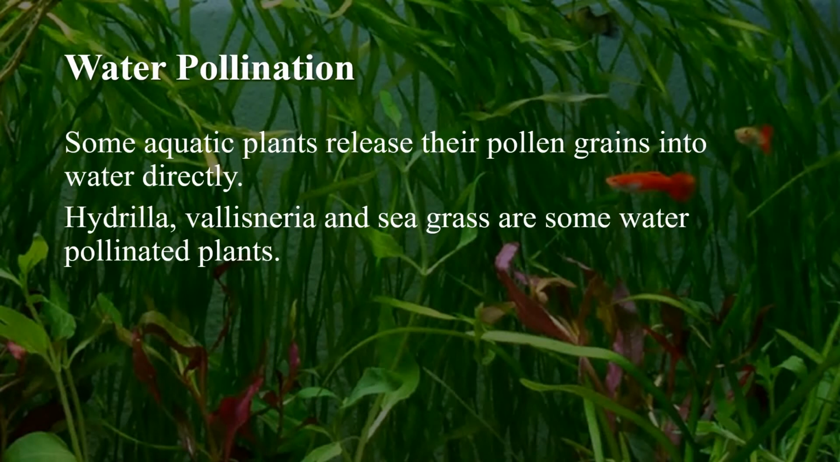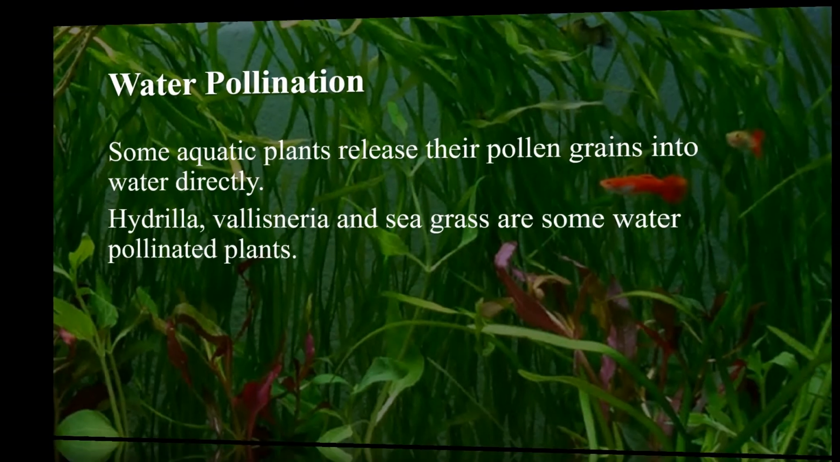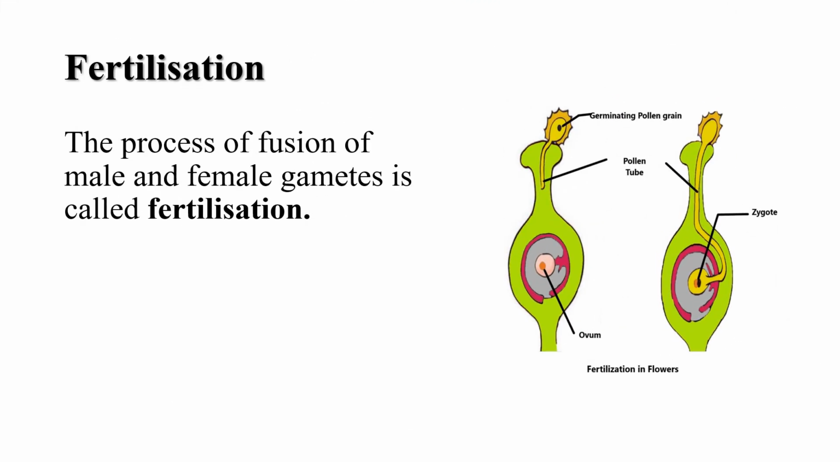After the pollination, the fertilization process starts to take place. So let us know about the fertilization. The process of fusion of male and female gametes is called fertilization. During pollination, the pollen grains are carried from anther of a flower to the stigma of the same or some other flower of the same kind.